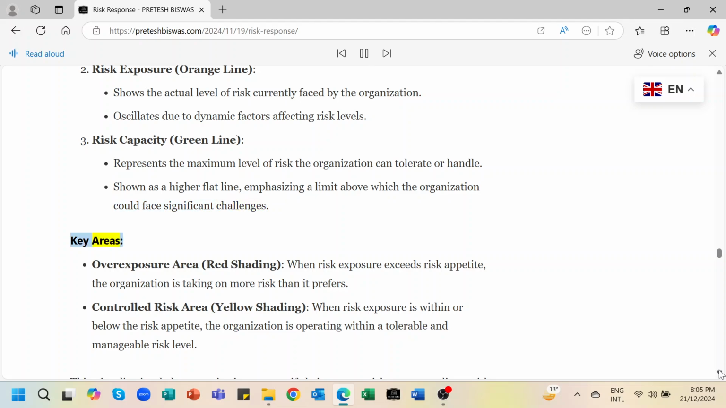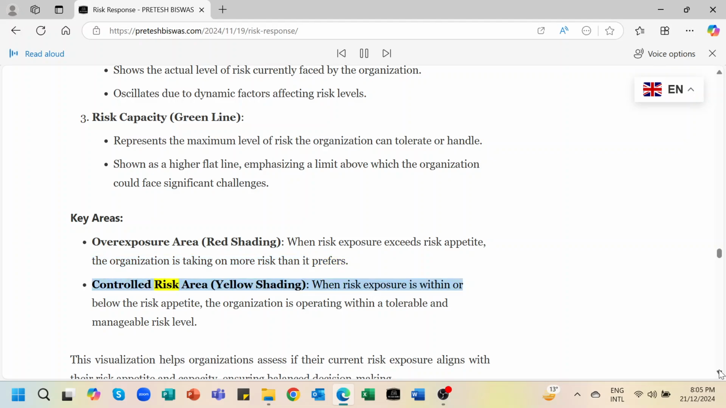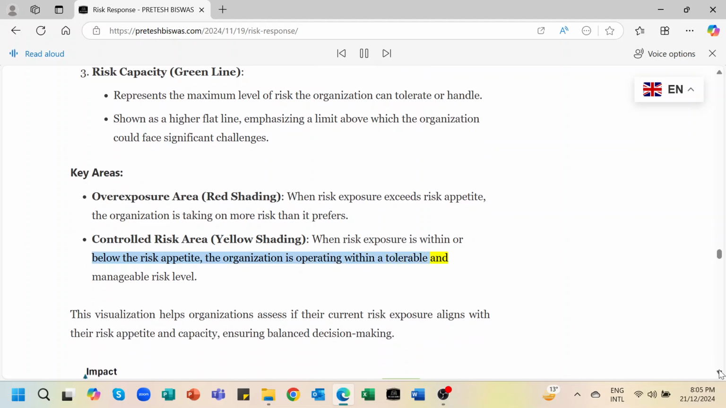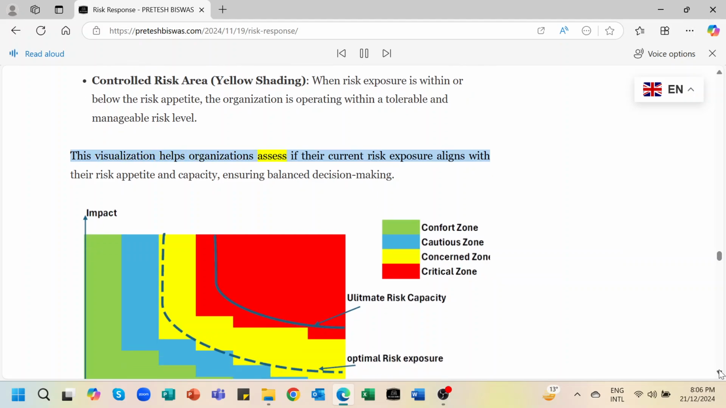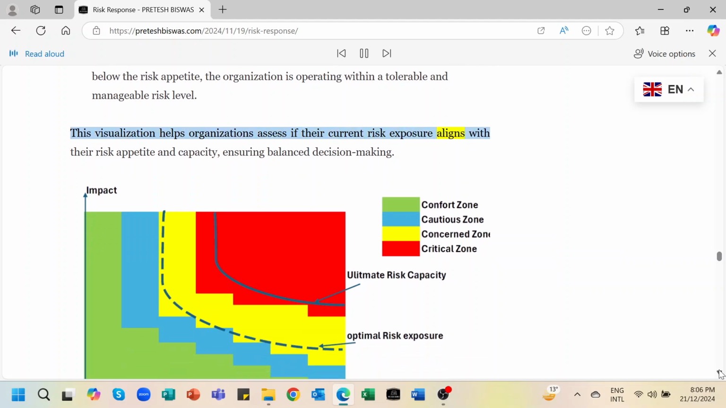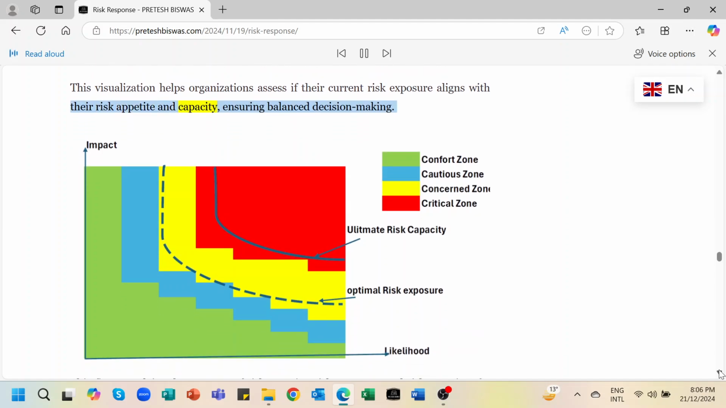Key areas: overexposure area, red shading when risk exposure exceeds risk appetite. The organization is taking on more risk than it prefers. Controlled risk area, yellow shading when risk exposure is within or below the risk appetite. The organization is operating within a tolerable and manageable risk level. This visualization helps organizations assess if their current risk exposure aligns with their risk appetite and capacity, ensuring balanced decision-making.